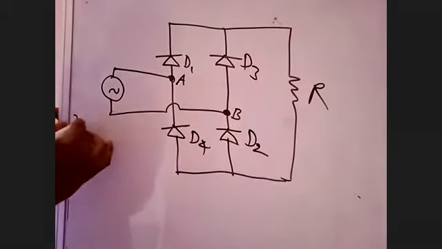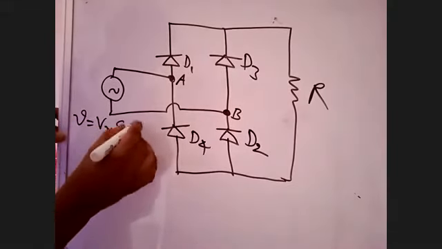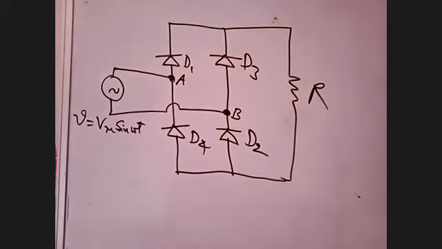Your input voltage is the instantaneous voltage, that is V is equal to Vm sin omega t. This is the bridge rectifier, the full wave bridge rectifier.